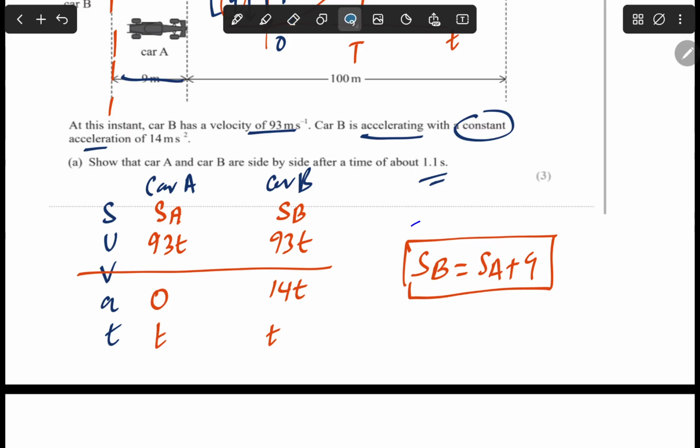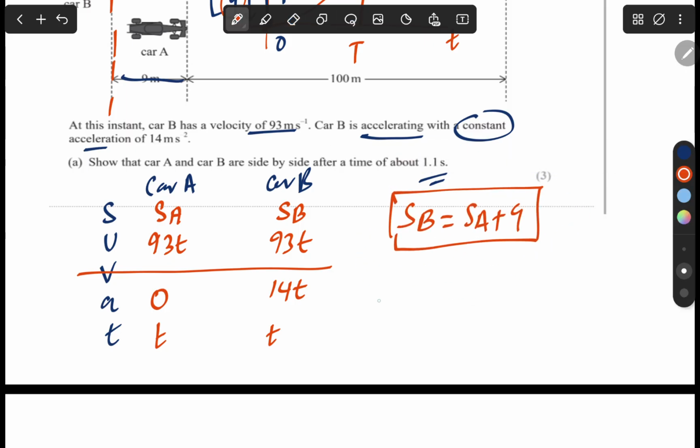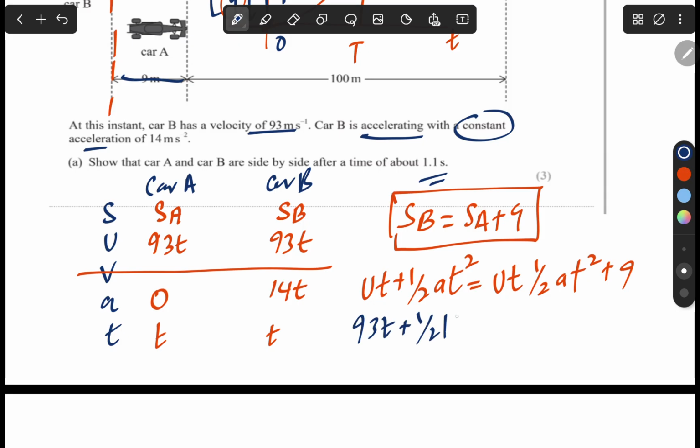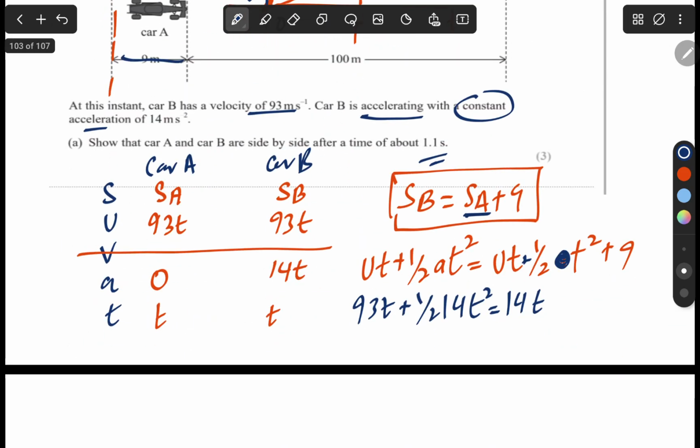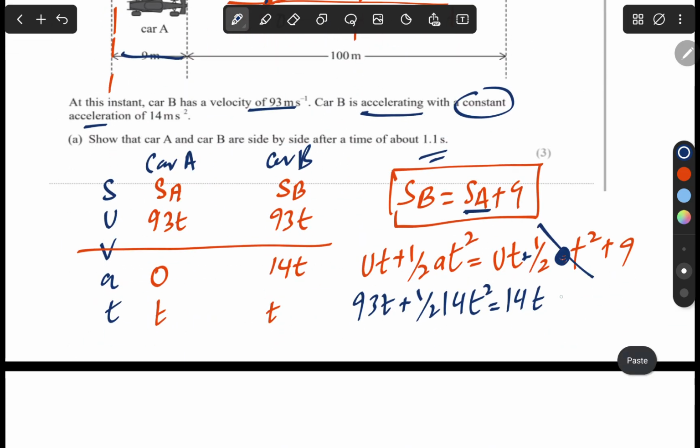Now the only equation you can use with this is ut plus half at square equals ut plus half at square plus 9. This becomes 93t plus half 14t square, equals 14t plus, now this is 0, remember this is 0. For car A, its acceleration is 0, so this entire thing becomes 0. So cancelled out, plus 9, right? My bad, this was supposed to be 93t.